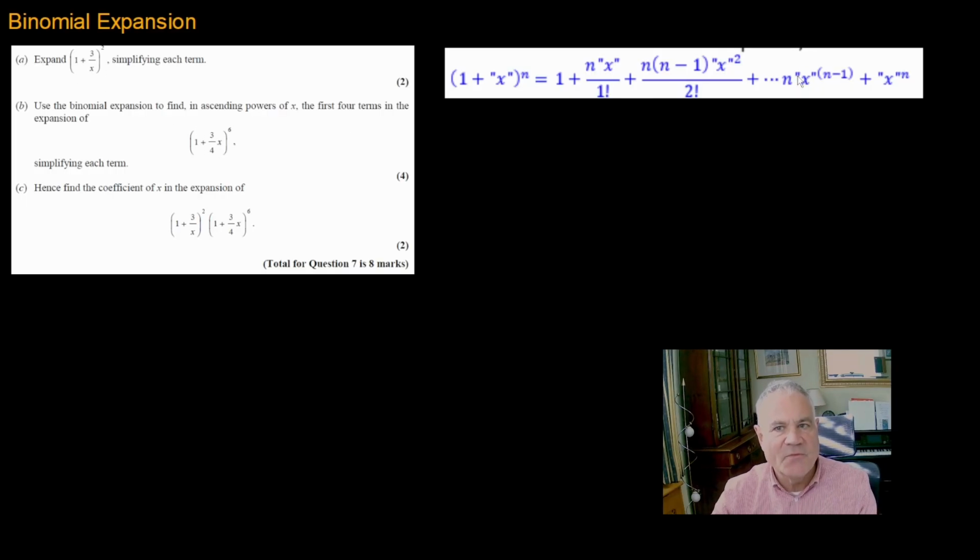Both of the expressions that we've been asked to expand have a 1 already in them, so I'm going to use the more conventional quoted formula of 1 plus 'x'. I always put x in inverted commas because this 3 over x is our 'x' in this expression, and 3 over 4x will be our 'x' in this one. So that's what we substitute. I think that's where students get confused. But let's have a go at this one and see how you get on.